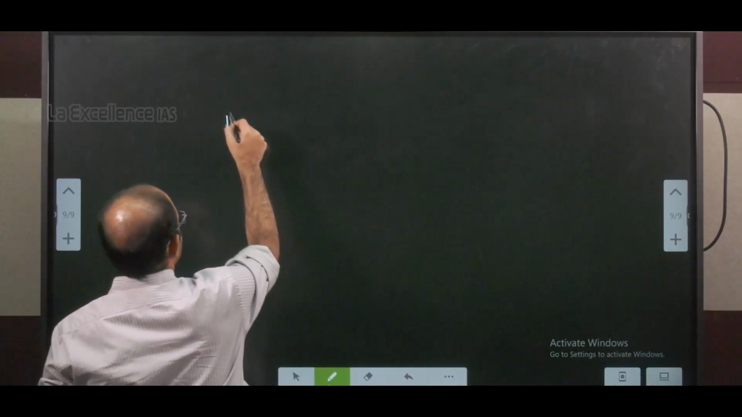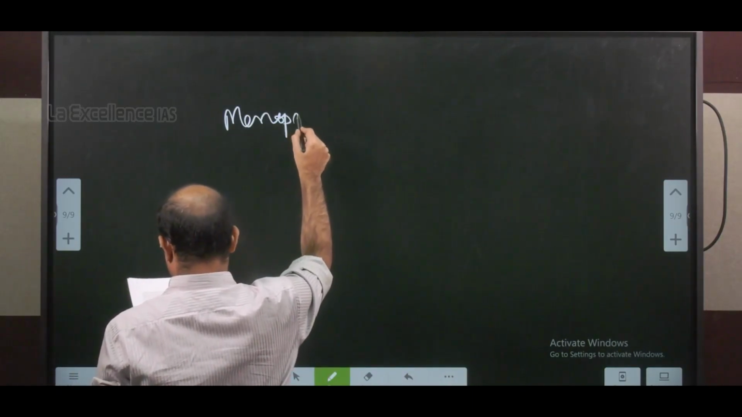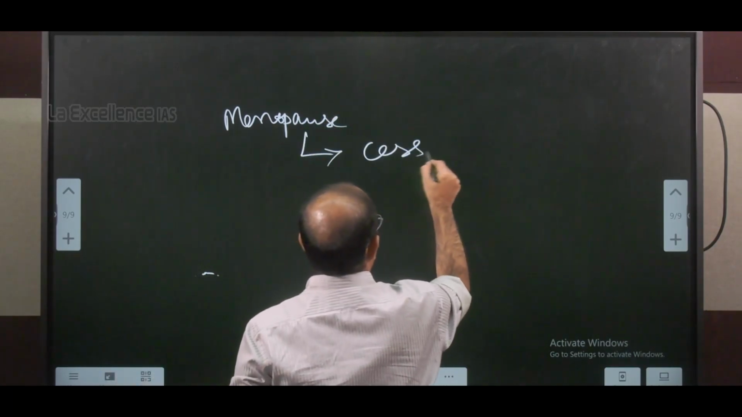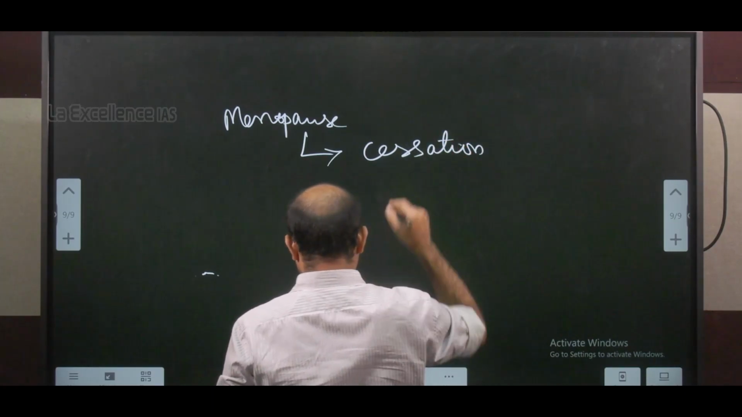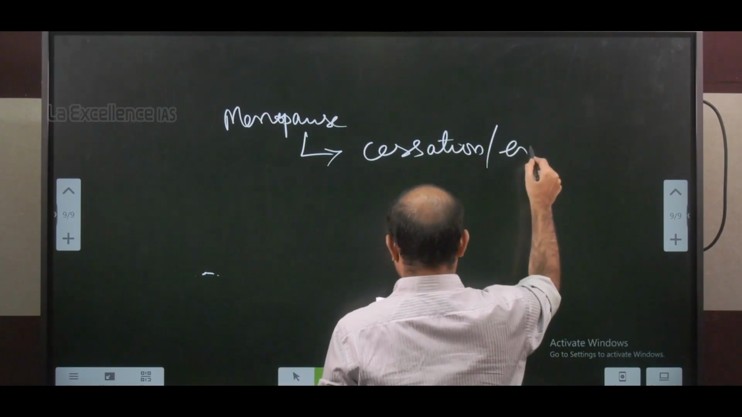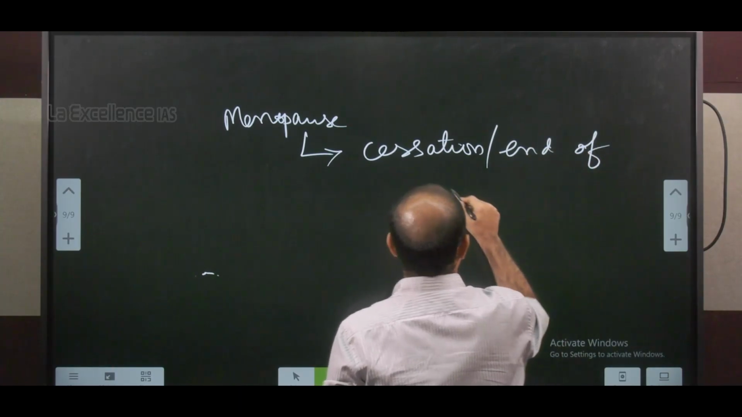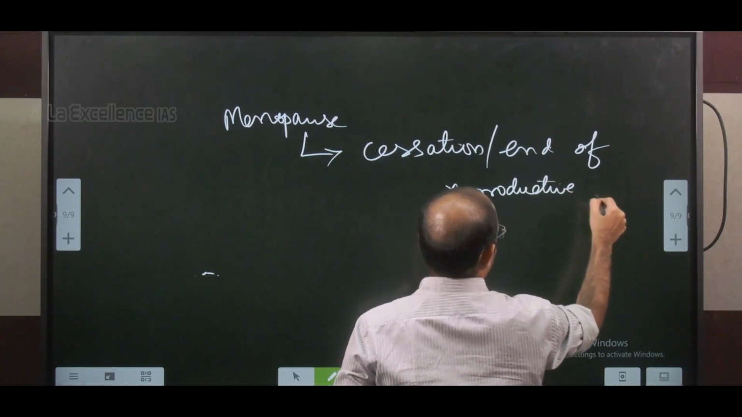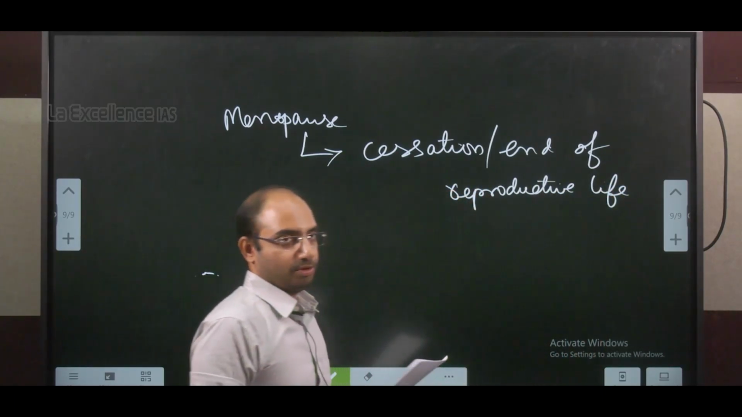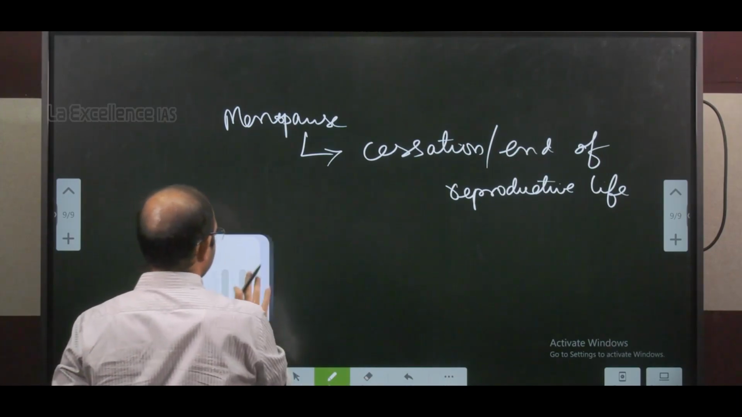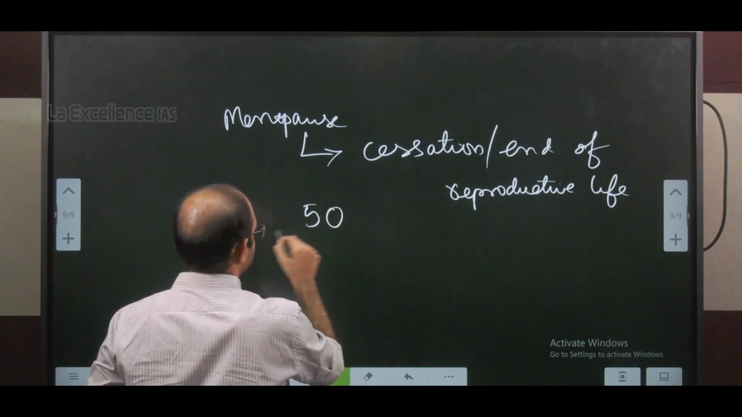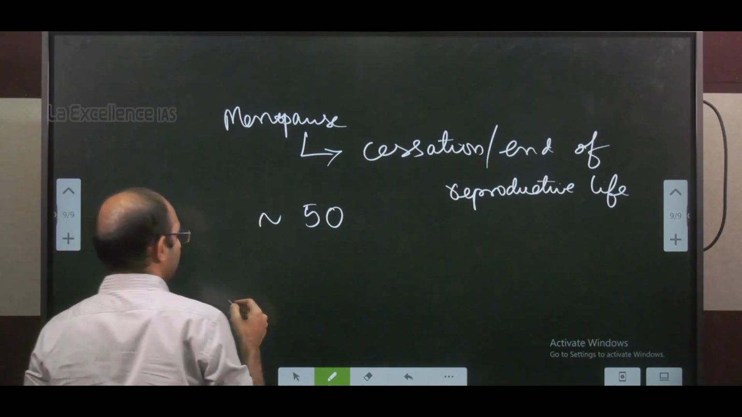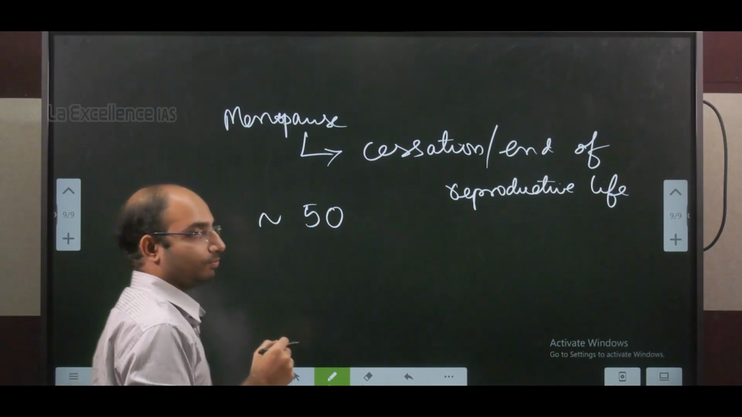Then define menopause. What is menopause? Menopause means the cessation of ovulatory cycles, cessation of menstrual cycles. This marks the end of a woman's reproductive life. And typically at what age does menopause occur? It occurs around the age of roughly 50, and year by year it is rising. While age at menarche is decreasing, age at menopause is increasing.